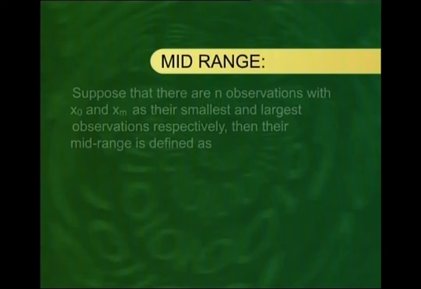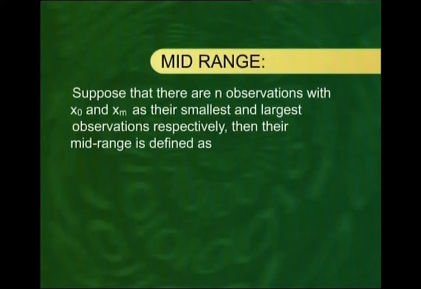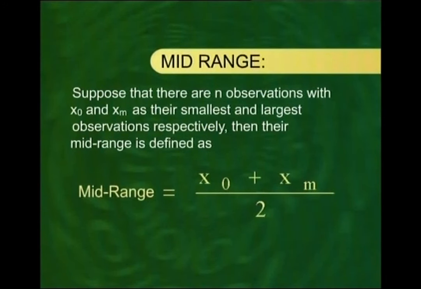Students, maine aapke saath central tendency ke 5 most important or most widely used measures discuss kar liye hain. The arithmetic, geometric and harmonic means, the median and the mode. But you'll be interested to know that there are some other measures of central tendency as well. Two of these are the mid-range and the mid-quartile range. And I will discuss them with you one by one. First, the mid-range. Suppose that we have n observations such that the smallest is denoted by x naught and the largest by xm, then the mid-range is defined as x naught plus xm over 2.